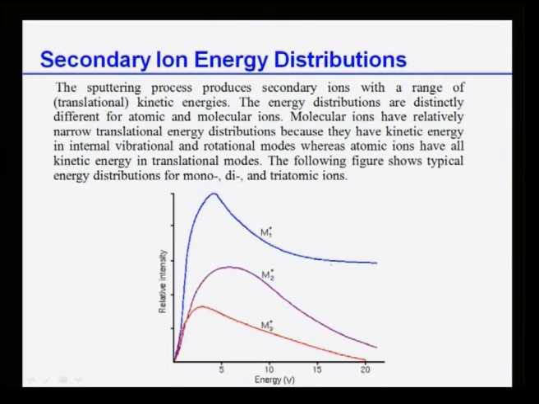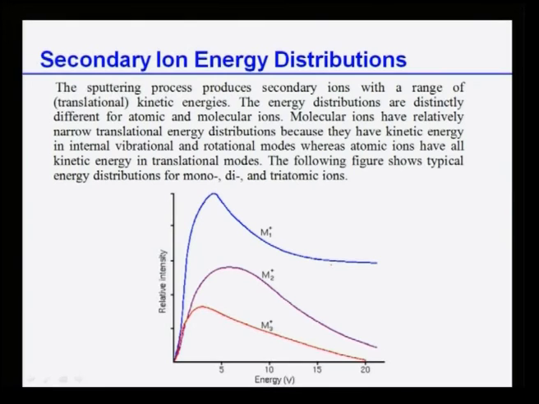Not only that, secondary ions can have different energies, because we can create secondary ions, but whether they will be able to travel to a detector, whether we will be able to collect them or not, depends on their energy distributions. The sputtering process produces secondary ions with a range of kinetic energies.